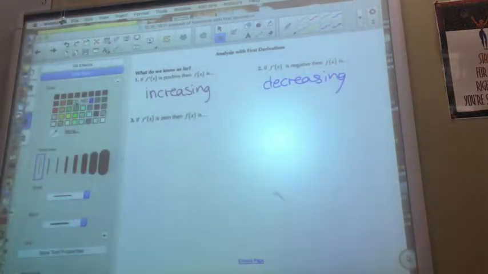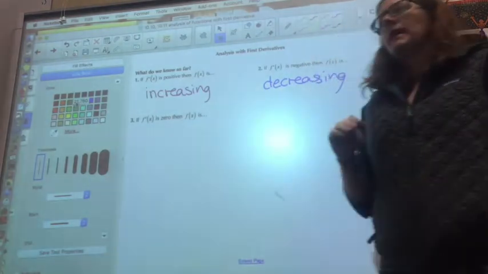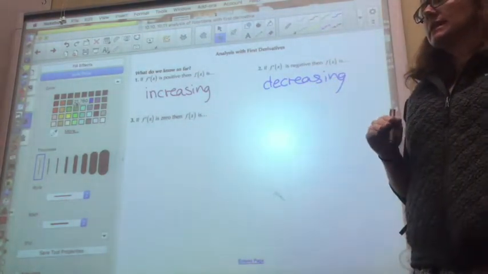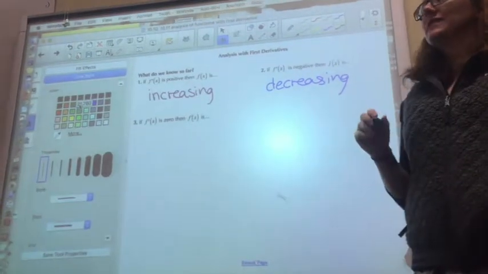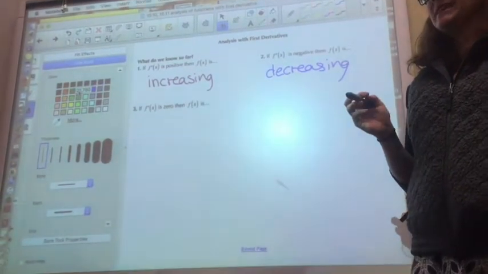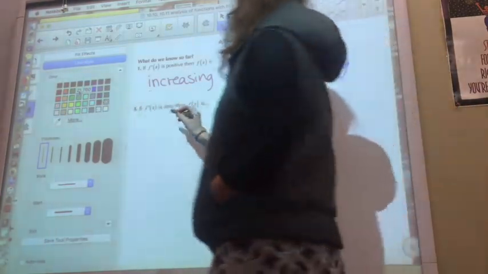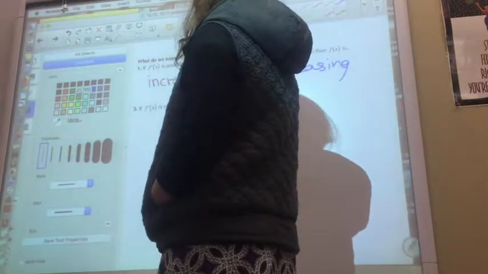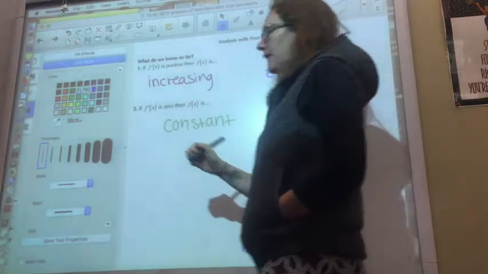Okay, and then Tyler, if f prime is 0, then f of x is doing what? And what do we say mathematically for something that stays the same? Help him out. What'd you say? It's constant, right? So if it's not changing, then we say it is constant. Does that seem okay?